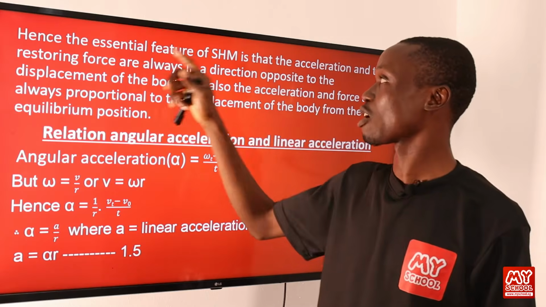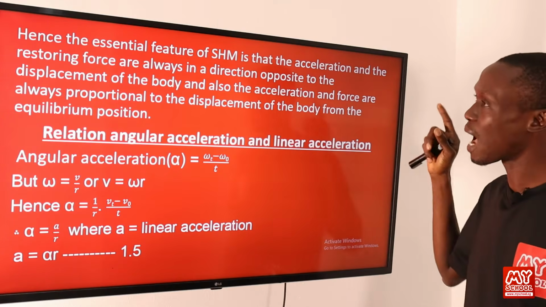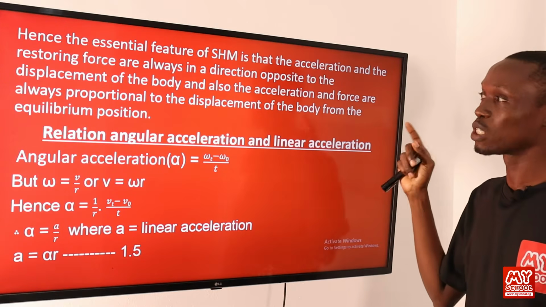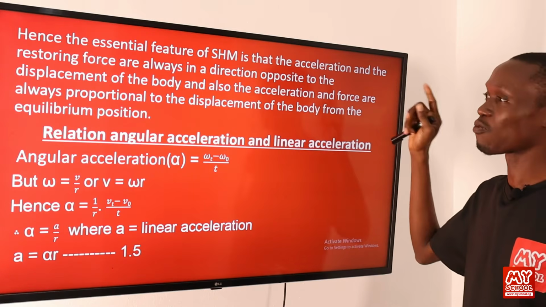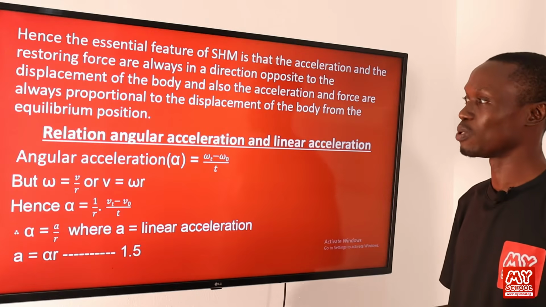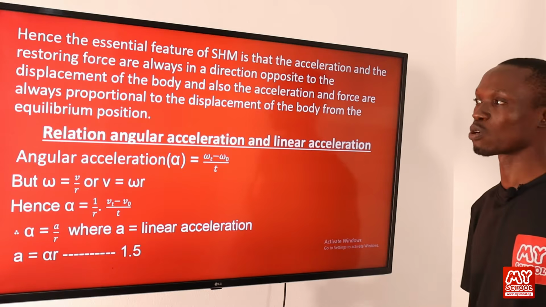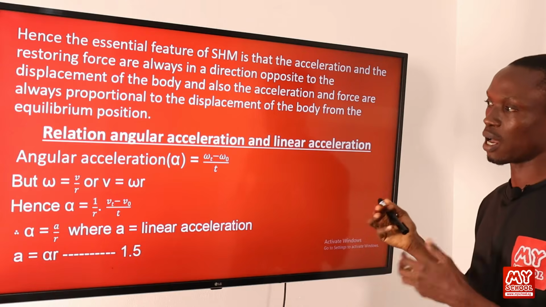Now, one of the essential features of simple harmonic motion is that the acceleration and the restoring force are always in opposite direction to the displacement of the body. And also, the acceleration and force are always proportional to the displacement of the body from the equilibrium position. Okay, so next we are going to be seeing the relationship between angular acceleration and linear acceleration.